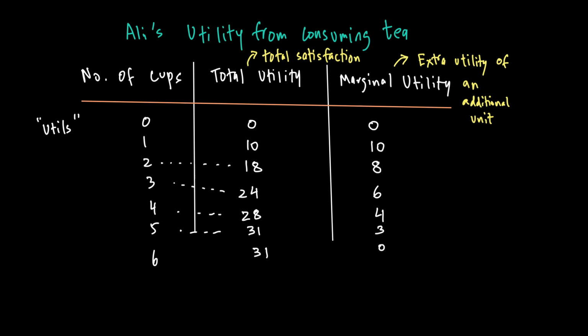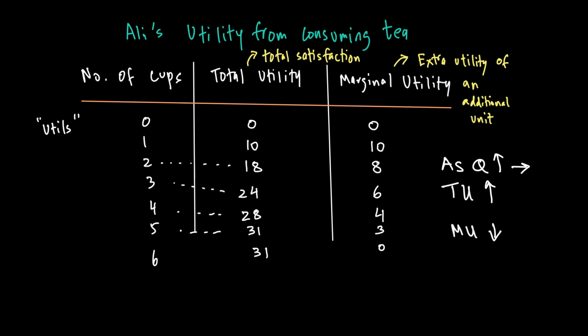One more thing to notice is that as quantity goes up, the TU or total utility is rising, but it's rising not at the same rate. The first cup gave me the maximum possible satisfaction of 10, but the second cup is not giving me the same amount of satisfaction. In fact, the satisfaction goes down with each subsequent cup of tea. So in other words, as quantity goes up, TU rises, but MU, marginal utility, goes down.